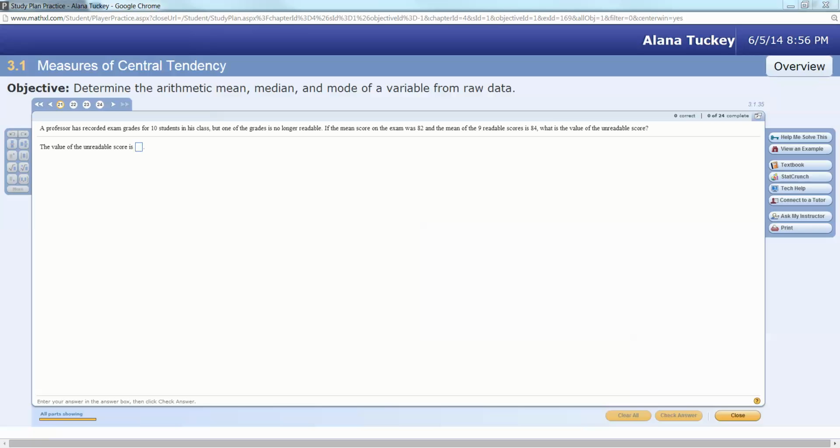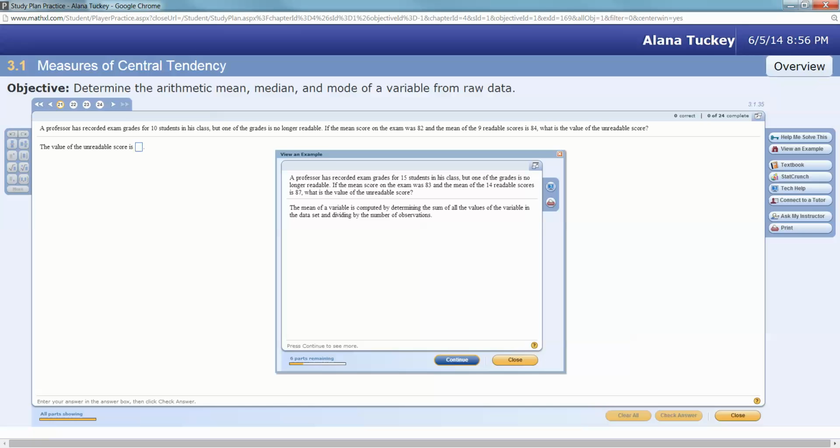Hello there, this is Alana Tucky, and I received a question about this problem, which is 3.1, number 35 from the actual textbook. You can tell that by looking in the top right corner over here, and that's how it's going to show up in the study plan. Now, where it shows up in your particular homework or quiz, who knows.